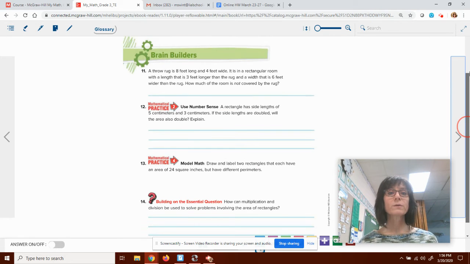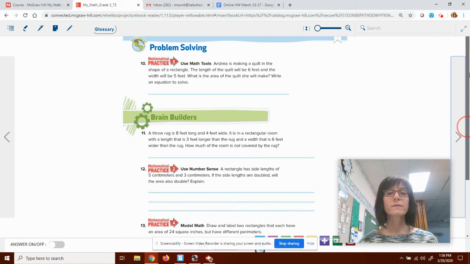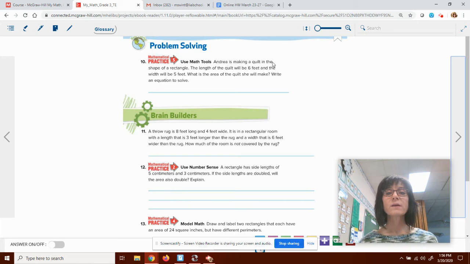You have your brain builders and your problem solving. Andrea's making a quilt in the shape of a rectangle. The length of the quilt will be 6 feet and the width will be 5. What is the area of the quilt she will make? Write the equation to solve. That is very straightforward.